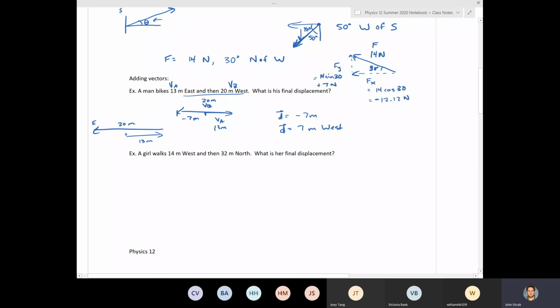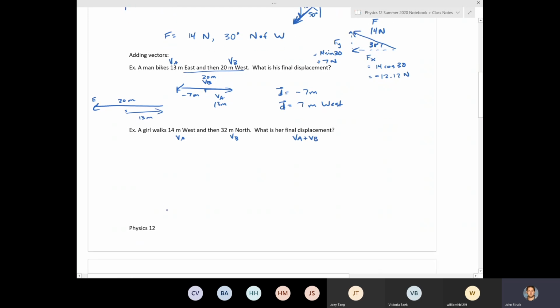So the girl walks 14 meters west, so that's your VA, and then 32 meters north, that's VB. So what we're doing is finding her final displacement, which is going to be VA plus VB. Okay, and so we draw VA, that 14 meters. This is a little bit bigger. And we're adding to that VB, 32 meters north. So we're starting at the end of VA and we're drawing VB, 32 meters.